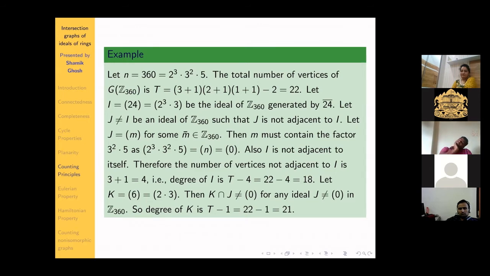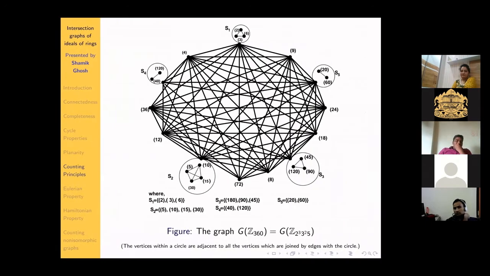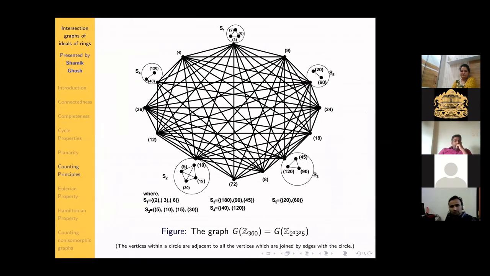Let me surprise you by showing the figure of 360. You see how complicated, how dense, or it's not complicated, I should use the term dense. You see that it is only 360 and how dense this graph is. The circles that are shown group together the vertices which are adjacent among themselves and which are adjacent to all the edges ending at that point. Otherwise we could not draw the graph, so we are just showing it in this way.